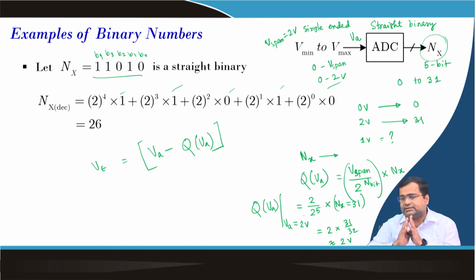So, the bottom line is this: we have to be very careful about this quantization level, because if we use a very low bit ADC, then the ADC cost will be smaller, and the speed of the ADC can also be faster, because these bits have to be processed by the digital processor.